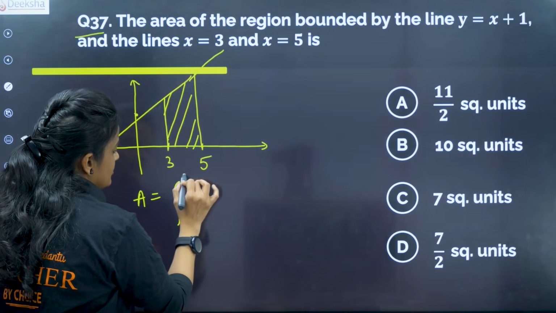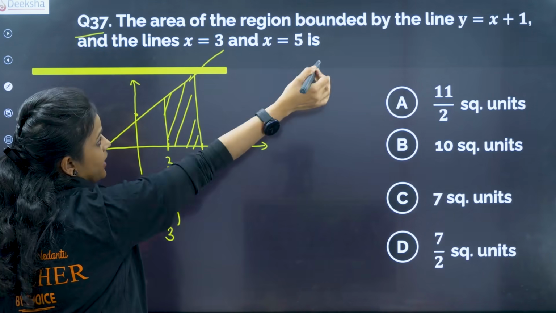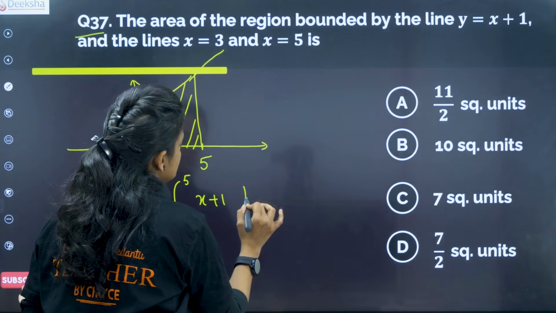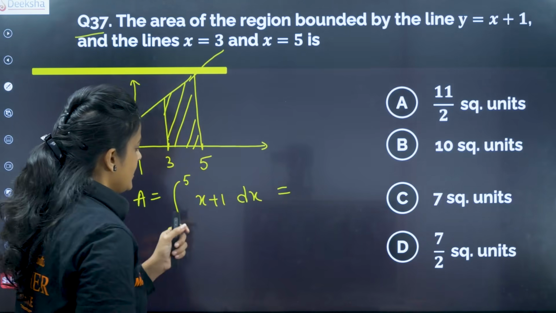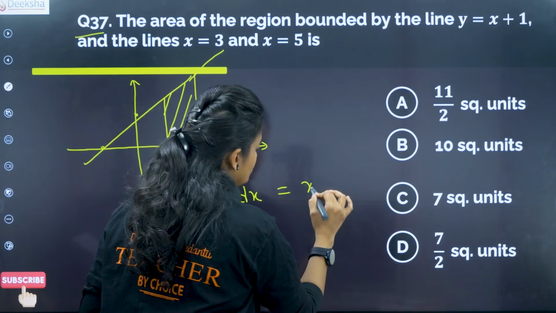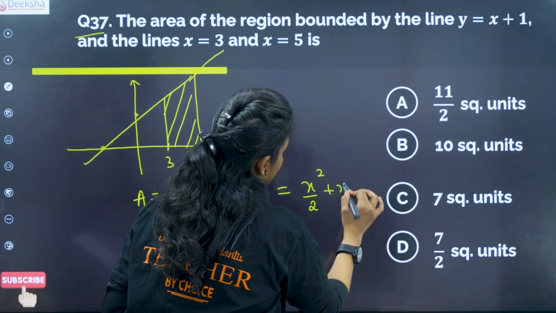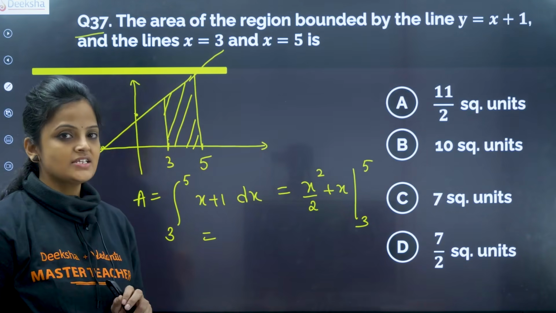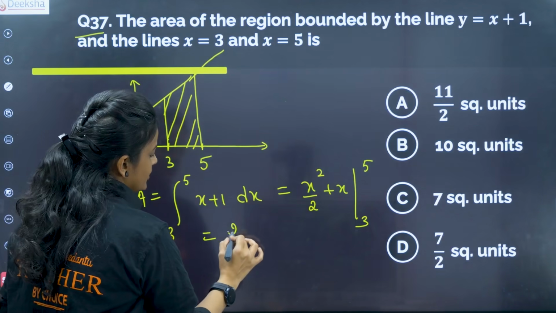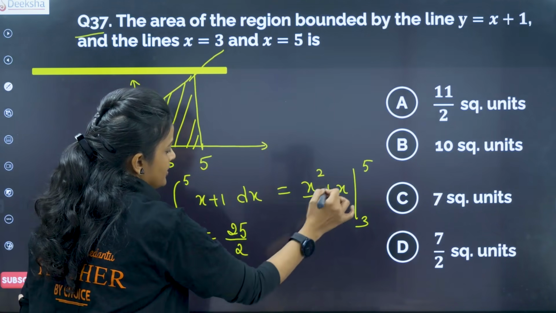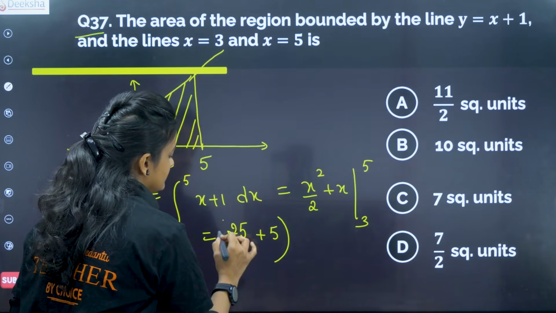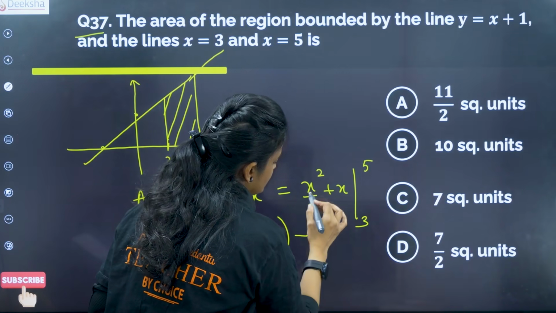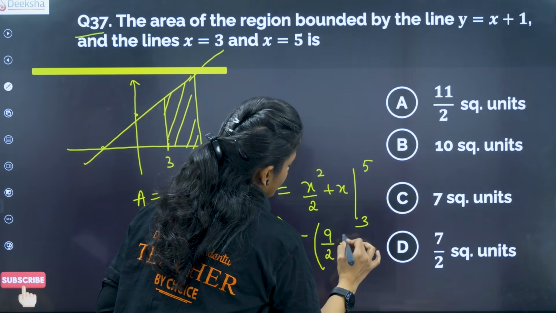The upper limit is 5 and the lower limit is 3. As it is, I have to take this and integrate. x square by 2 plus x, upper limit 5, lower limit 3. Put it and find your answer. Okay, 25 by 2 upper limit I am putting, minus of the lower limit 9 by 2, and plus 3.